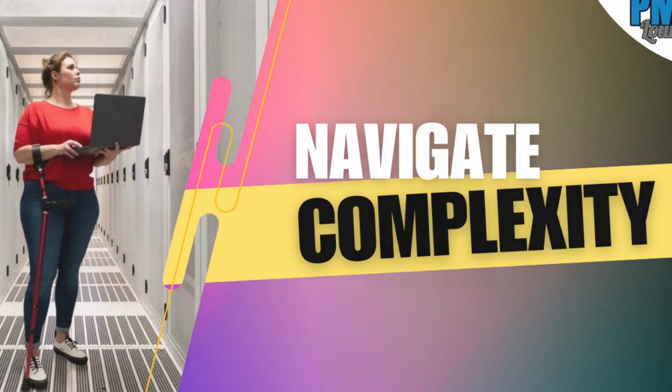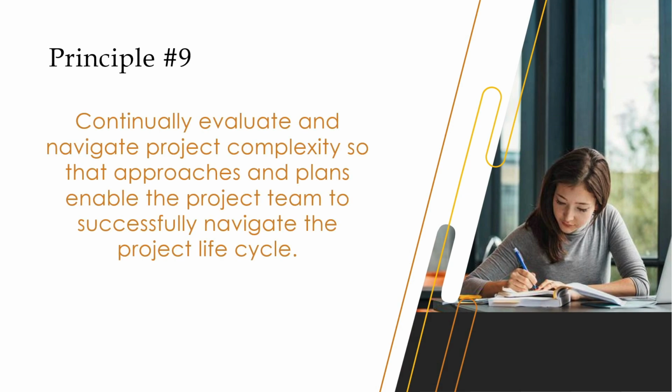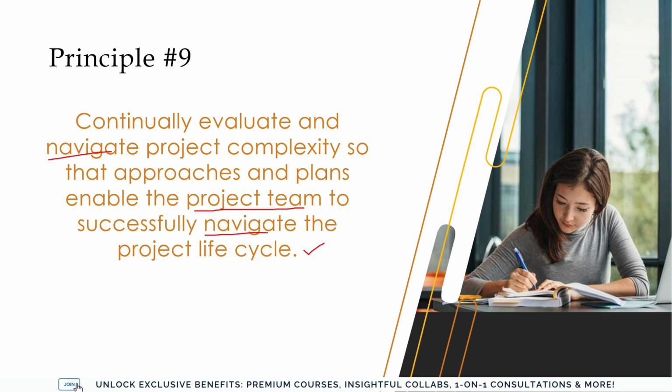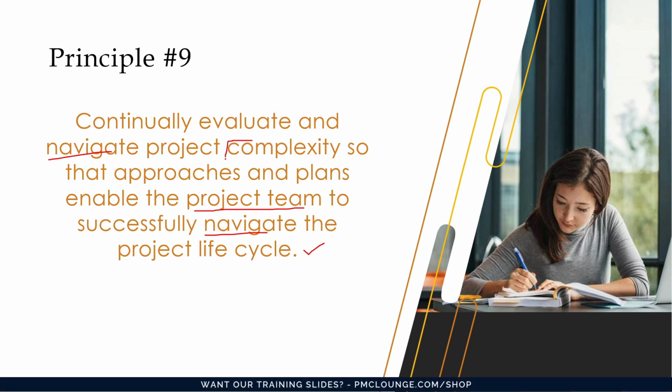All right, let's talk about navigate complexity. What does this principle say? It says continually evaluate and navigate project complexity so that approaches and plans enable the project team to successfully navigate the project life cycle. I would have definitely worded this differently. They've used the word navigate twice. But anyways, what they're trying to say is that we should be continuously evaluating and navigating whatever complexity the project has so that whatever approaches and plans you have are navigated appropriately throughout the life cycle of the project.